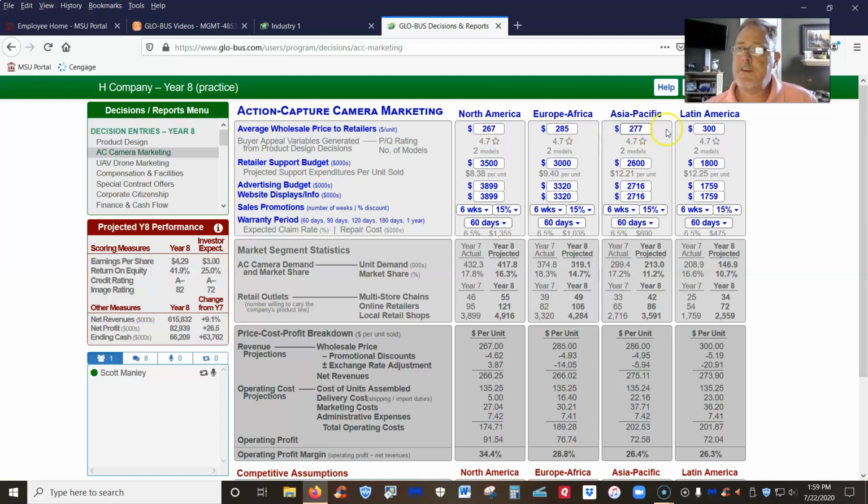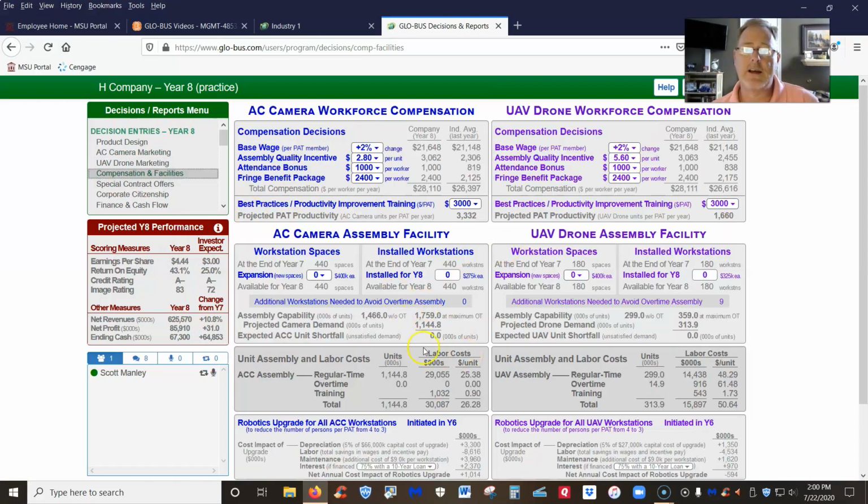In Asia Pacific, it puts me at 277. And in Latin America, at 291. Okay? All right, so I now want to adjust my marketing variables, and I've got pretty good performance here. Before I go any further, let me take a look at compensation and facilities and see what I'm looking like.